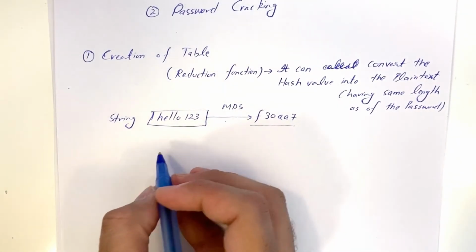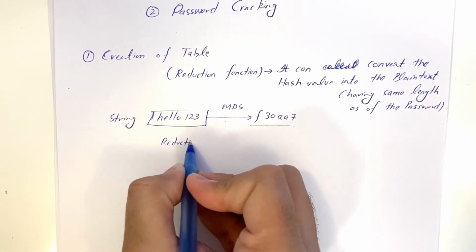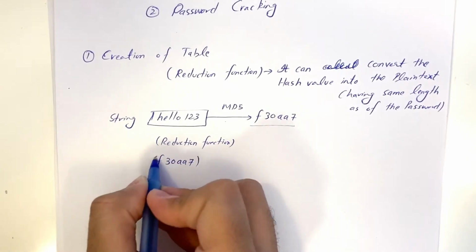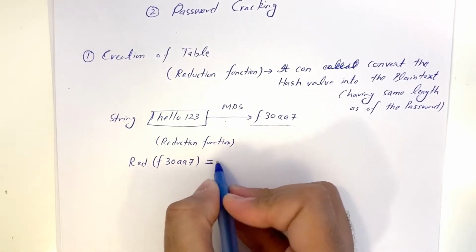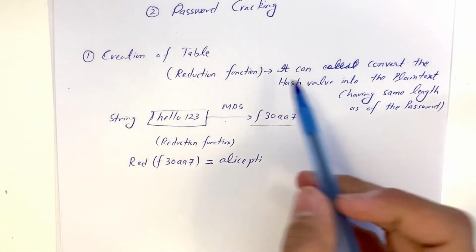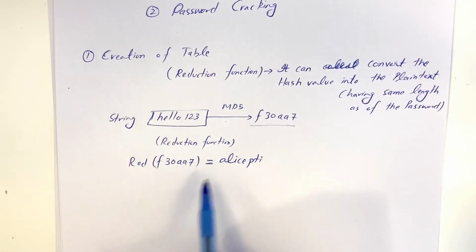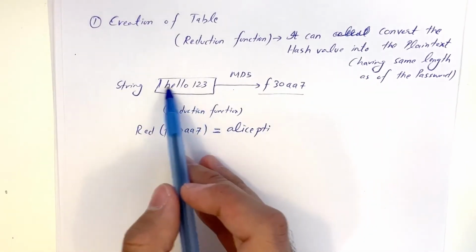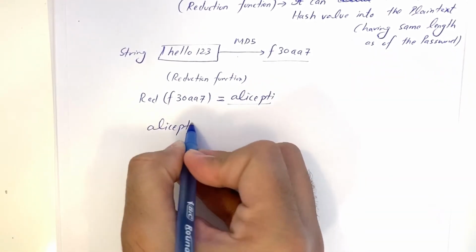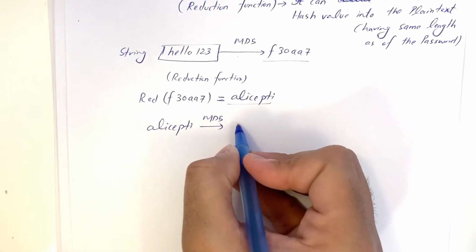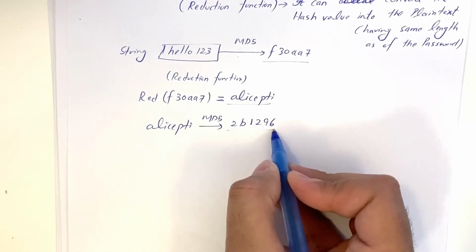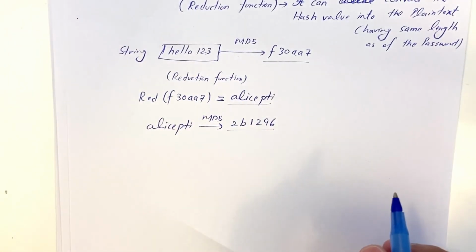After you get the first hash value, we will apply the reduction function to it. F30AA7, we apply the reduction function, and it converts it back into, let's say, ALICEPTI, for example. We got this value. Again, as I mentioned, the reduction function converts the hash value back into plain text of the same length. Now, the next step is we will again calculate the hash value of this plain text, MD5, and we will get something, let's say 2B1296, something like that. We will repeat this process, calculating the reduction function again. So we need to create a chain of that particular process.